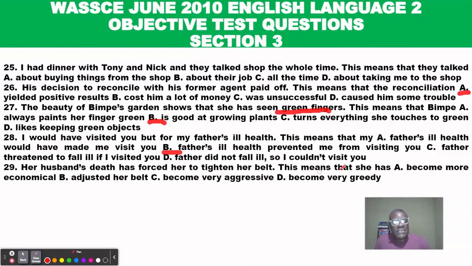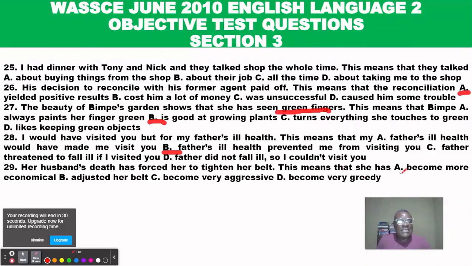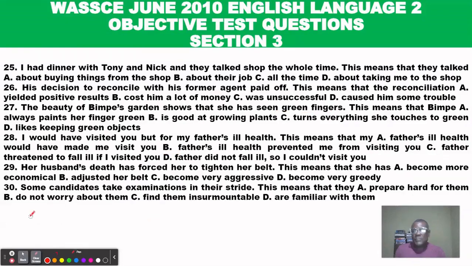Okay? This means that she has A, become more economical, B, adjusted her belt, yes, become more economical. That's just what it is. Adjusted her belt, no. Become very aggressive, no. Okay.